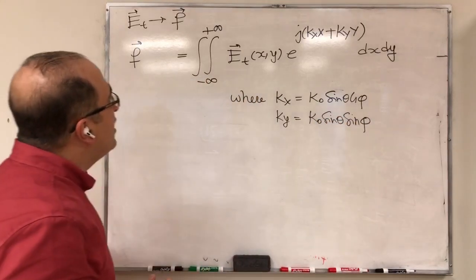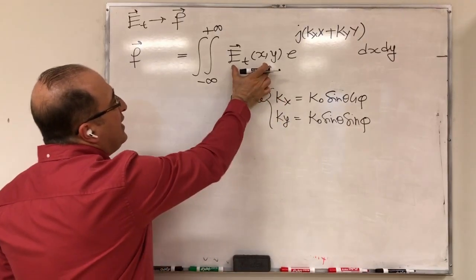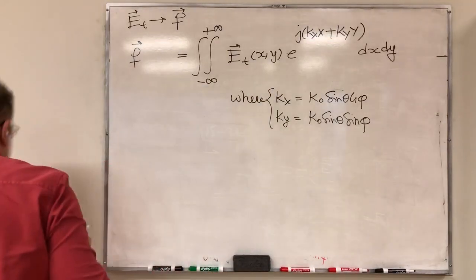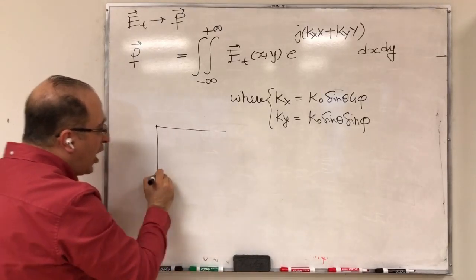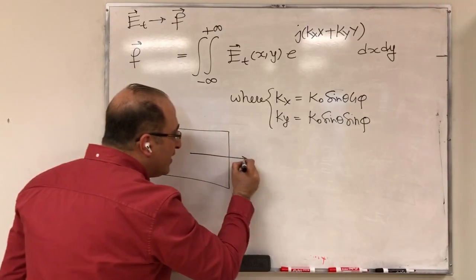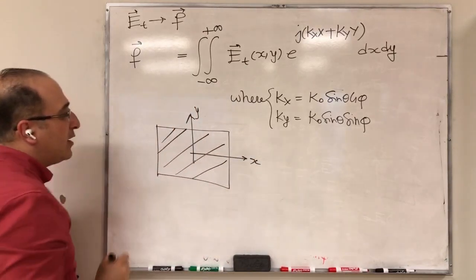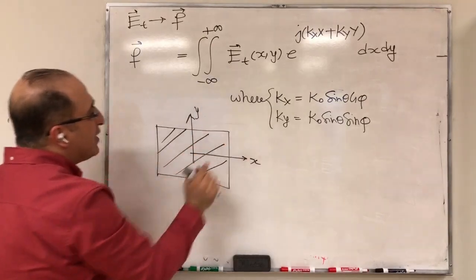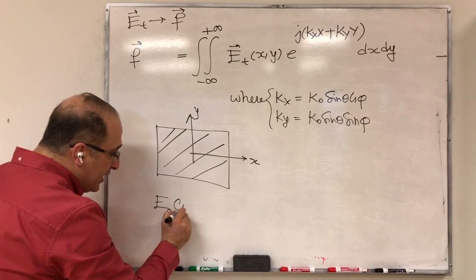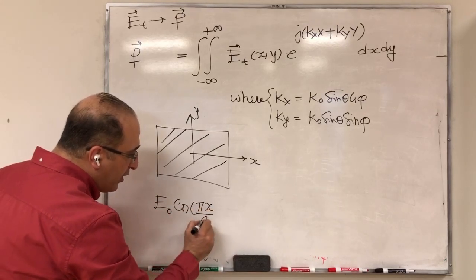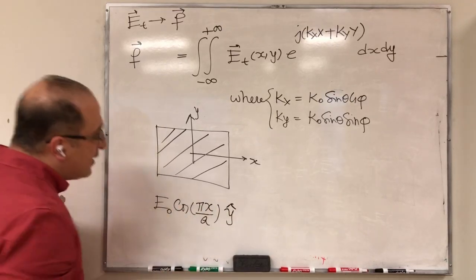So we have these two. As you see, I have E over the aperture, E over the aperture tangential to the aperture as a function of x and y. So I'm implicitly assuming here that my aperture is in the xy plane. So this is the aperture of the antenna. And of course, you have an electric field tangential to the aperture. For example, the one that we are considering here is E naught cos pi x divided by a in the direction of y hat. So you see, E naught depends on x.